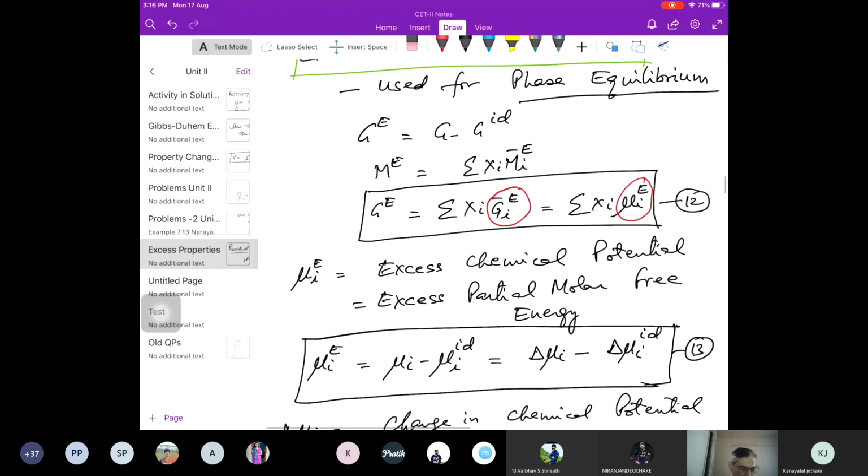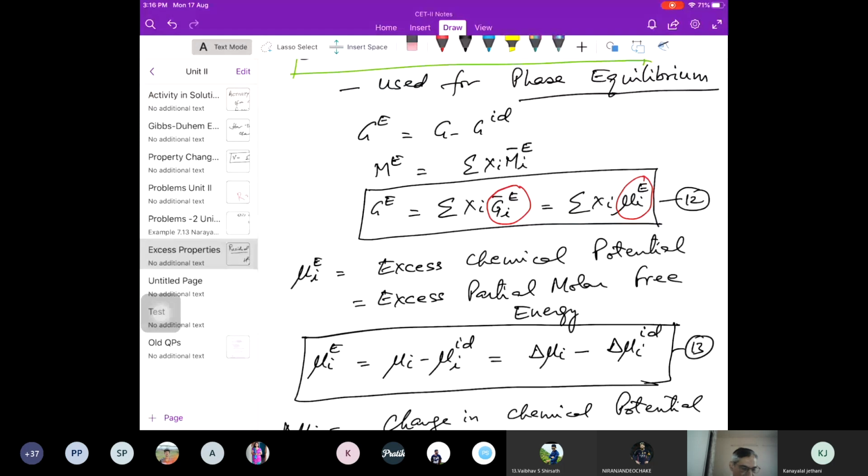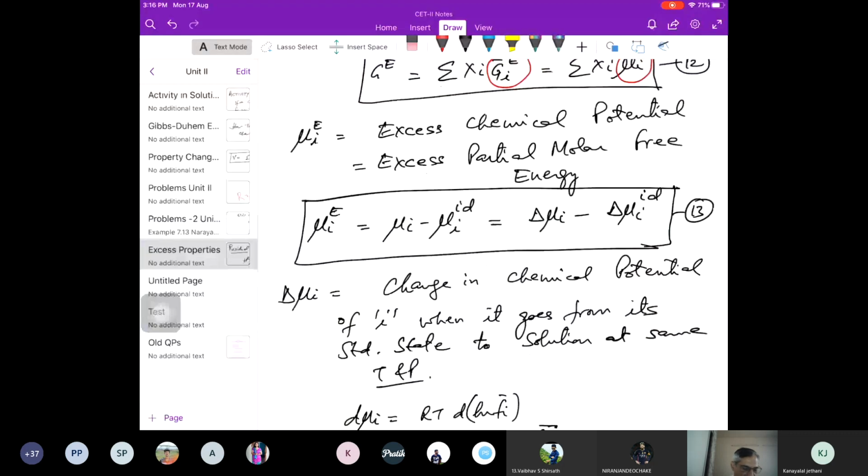Okay, so then we say mu I E, similar to G E, is equal to mu I for the real solution minus mu I for the ideal solution. We have proved this, right? Mu I E is equal to delta mu I minus delta mu I ideal, because we proved delta mu I is equal to mu I. The delta mu I is the change in chemical potential of I when it goes from standard state to solution at the same temperature and pressure.